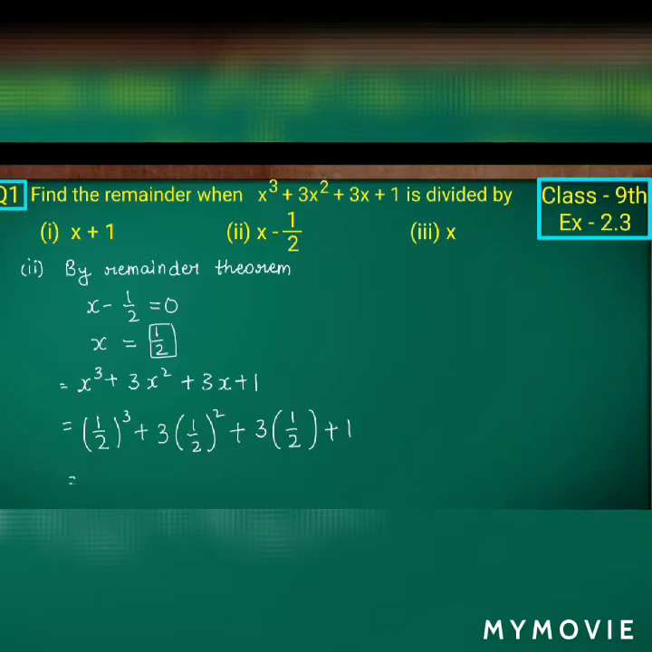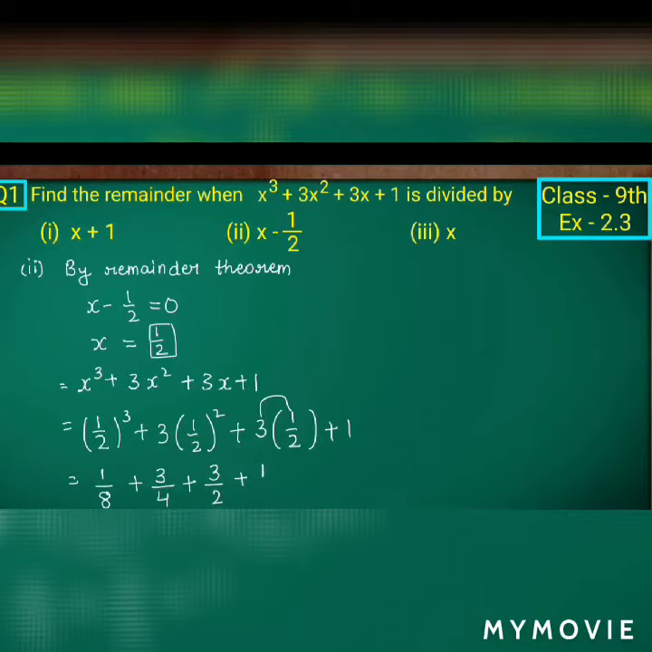So we know the value of 1 by 2 whole cube, right? That is 1 by 2 into 1 by 2 into 1 by 2, that is 2 into 2 into 2 is 8. 1 by 8. So 2 cube is what? 8. Plus 3 into, so 1 by 2 whole square is 1 square is 1, 2 square is 4, isn't it? 3 by 4. Plus, so 3 into 1 is 3 by 2 plus 1.